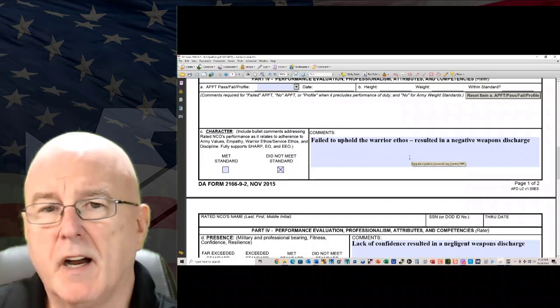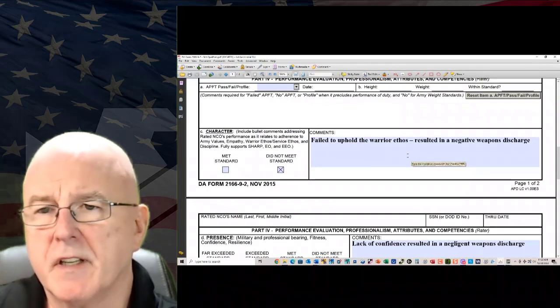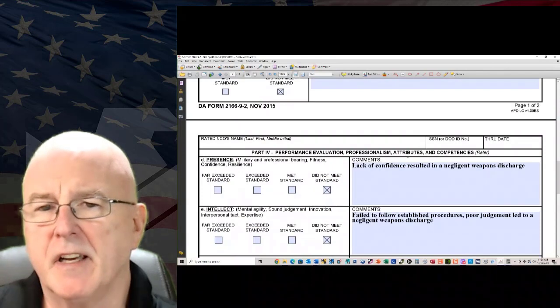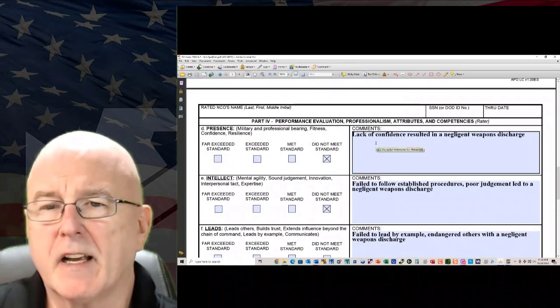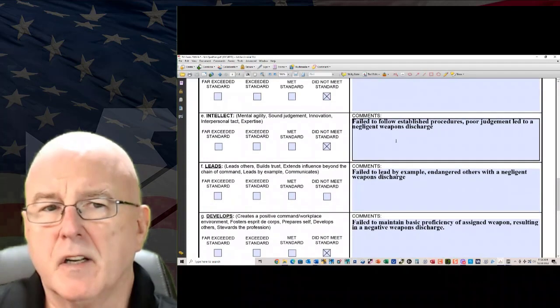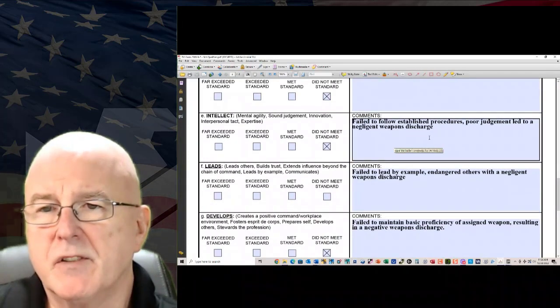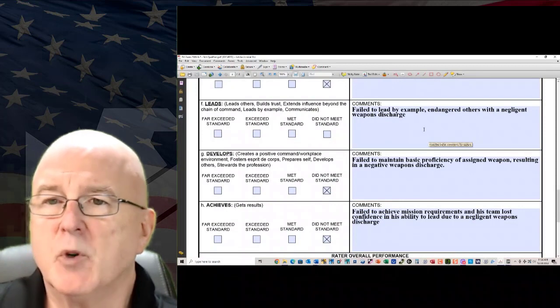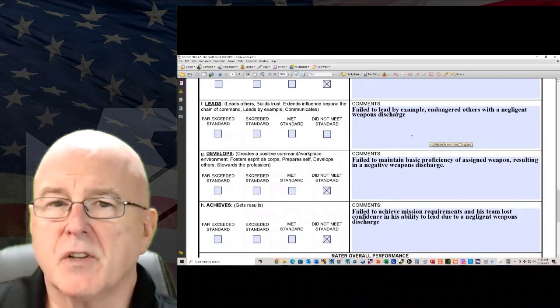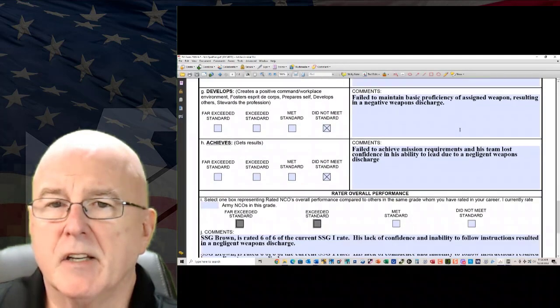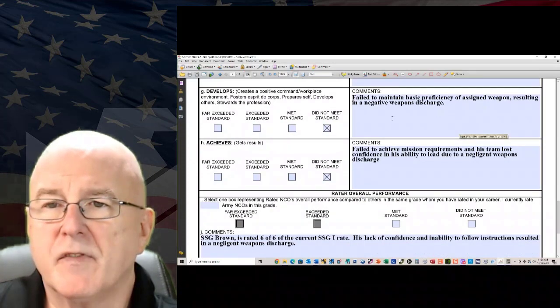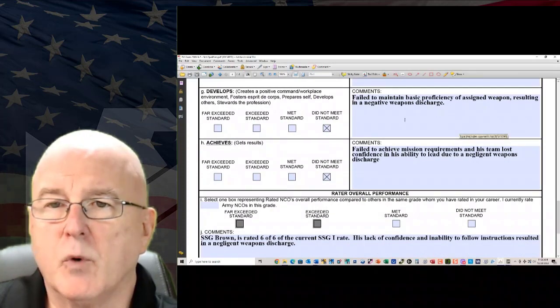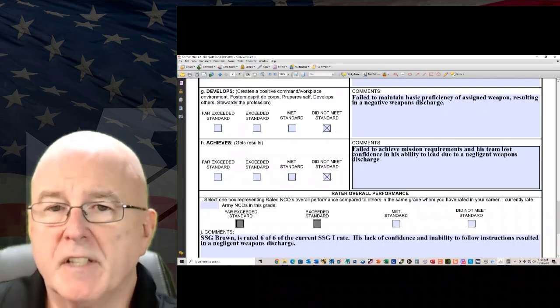So, in the character block, failed to uphold the warrior ethos, resulted in negligent weapons discharge, did not meet standard. Presence, lack of confidence, resulted in negligent weapons discharge, did not meet standard. Intellect, failed to follow established procedures, poor judgment led to a negligent weapons discharge, did not meet standard. Leads, failed to lead by example, endangered others with a negligent weapons discharge, did not meet standard.